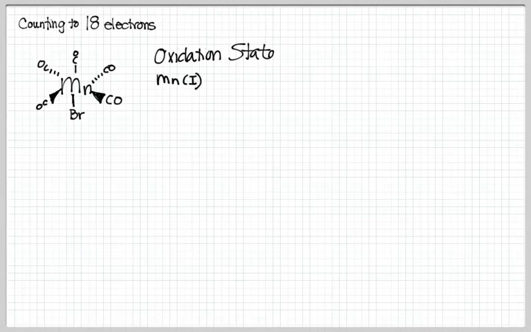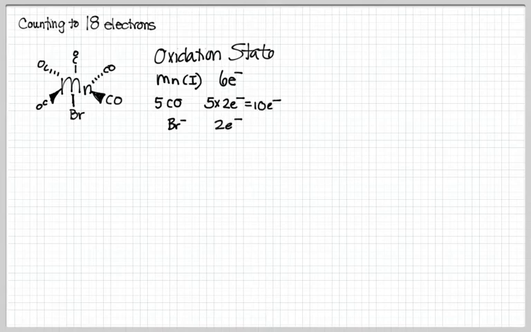And manganese(I), if we look at the periodic table, manganese is in group 7. We're going to subtract 1 electron for the charge, so it'll have 6 electrons. We have 5 carbonyl ligands, and each of those will count as 2 electrons. And we have 1 bromide ligand, and so it will also count 2 electrons. So that's going to give us 6 plus 10 plus 2 equals a total of 18 electrons.